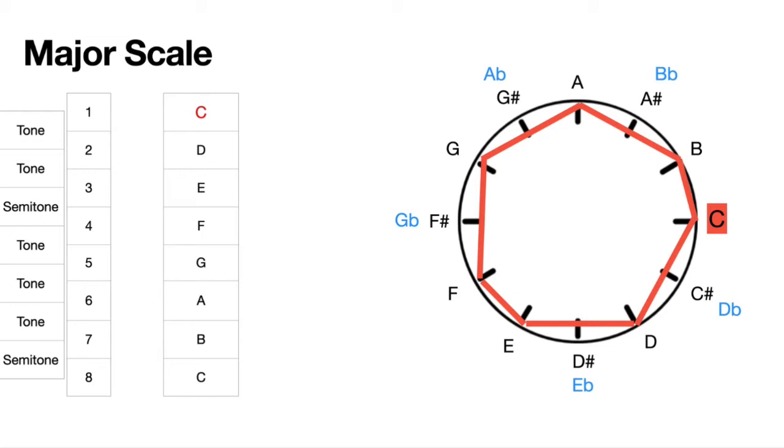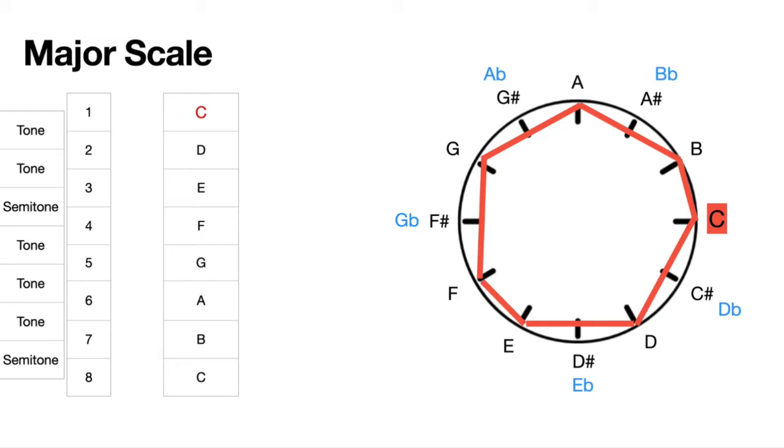So this weird looking seven-sided shape is a diagram of the major scale. And this particular one starts in C. And you'll notice it manages to skip every single sharp or flat, which is why it's often a favourite for piano players and musicians who are just starting out. It's all the white keys, no sharps or flats.